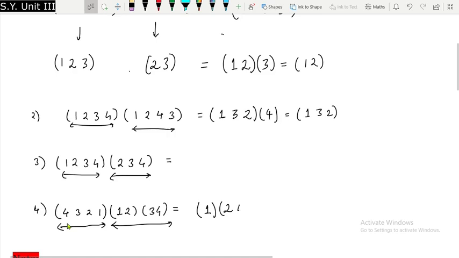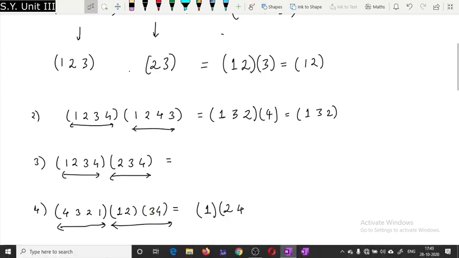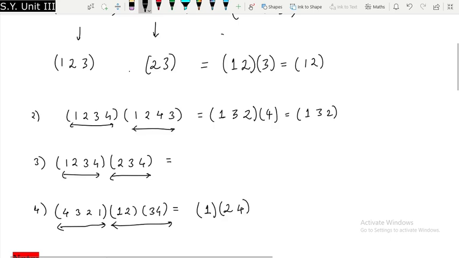4. Therefore 2 is mapping to what? 4. Now I will start with 4. 4 is mapping to 3. 3 is mapping to 2. Therefore 4 is mapping to 2 and therefore cycle is closed.